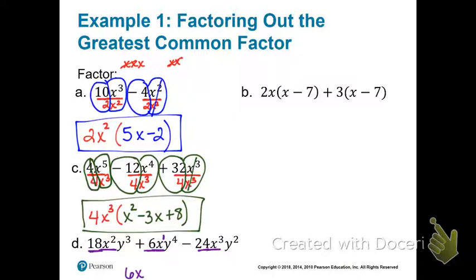And then I have y cubed, y to the 4th, and y squared. They all have a y, so I'm going to take out a y with the smallest exponent, which is a 2. So nothing else in that first term, so we're going to divide each term by 6xy squared.